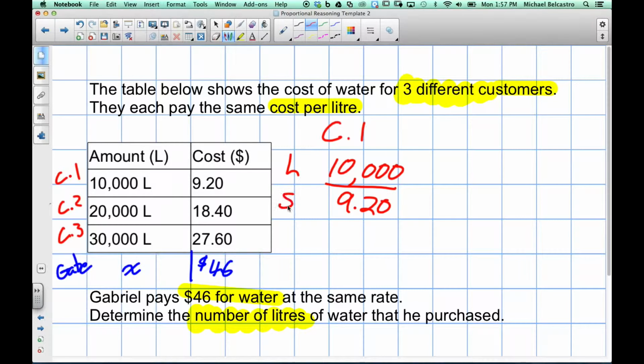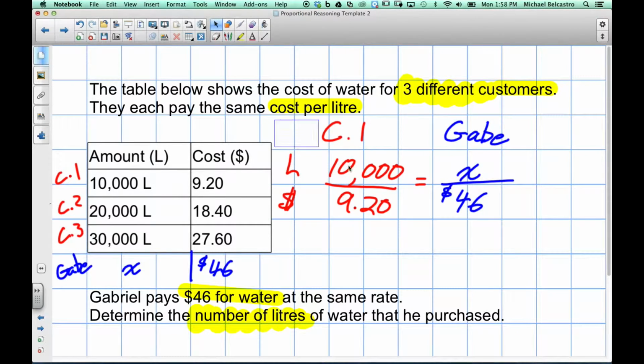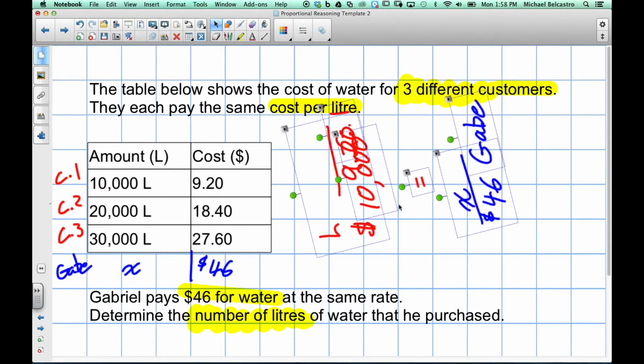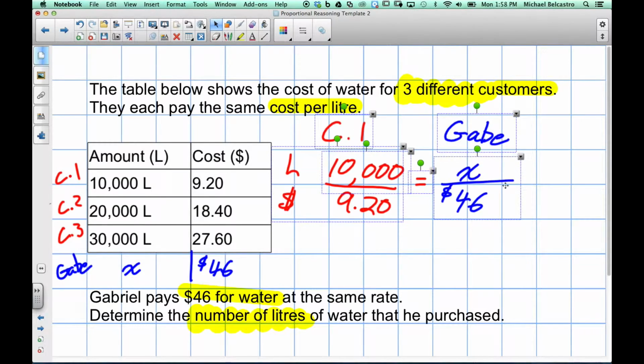Okay, so on the bottom of our equivalent ratio, we have our money, and we're going to say that that is equal to, for Gabriel, his liters are unknown, right? We have that letter X to represent the unknown variable here. We don't know how many liters he purchased, but we do know he paid $46. So here's one of the equivalent ratios we could have set up in this case. I'm going to take this and just move it to the bottom of the page, and I'll know that you can't quite do that on yours.